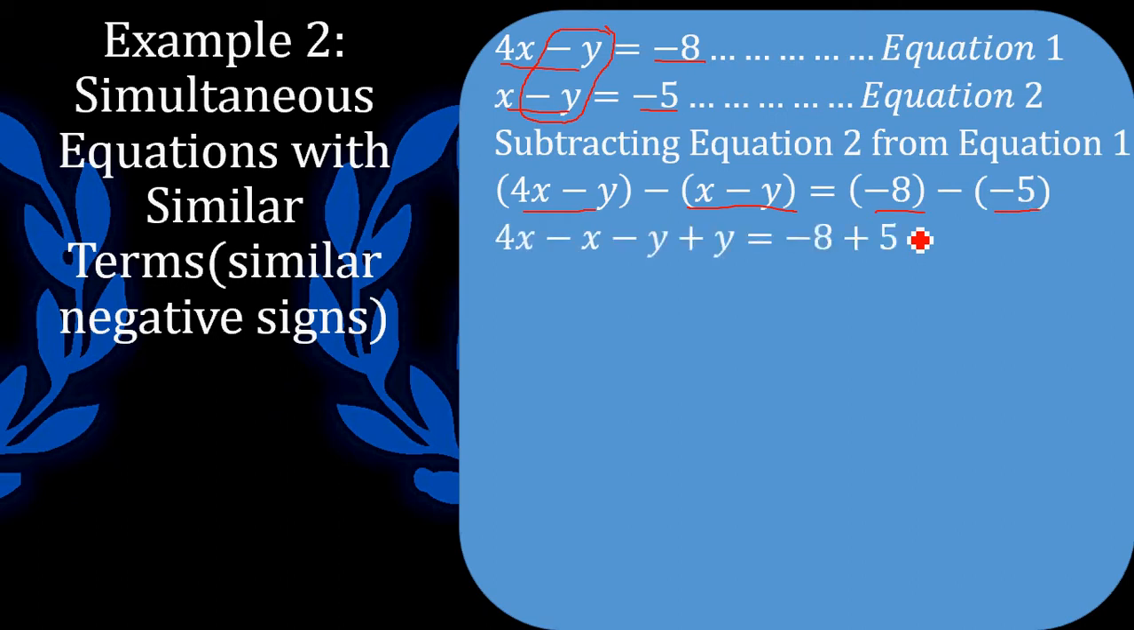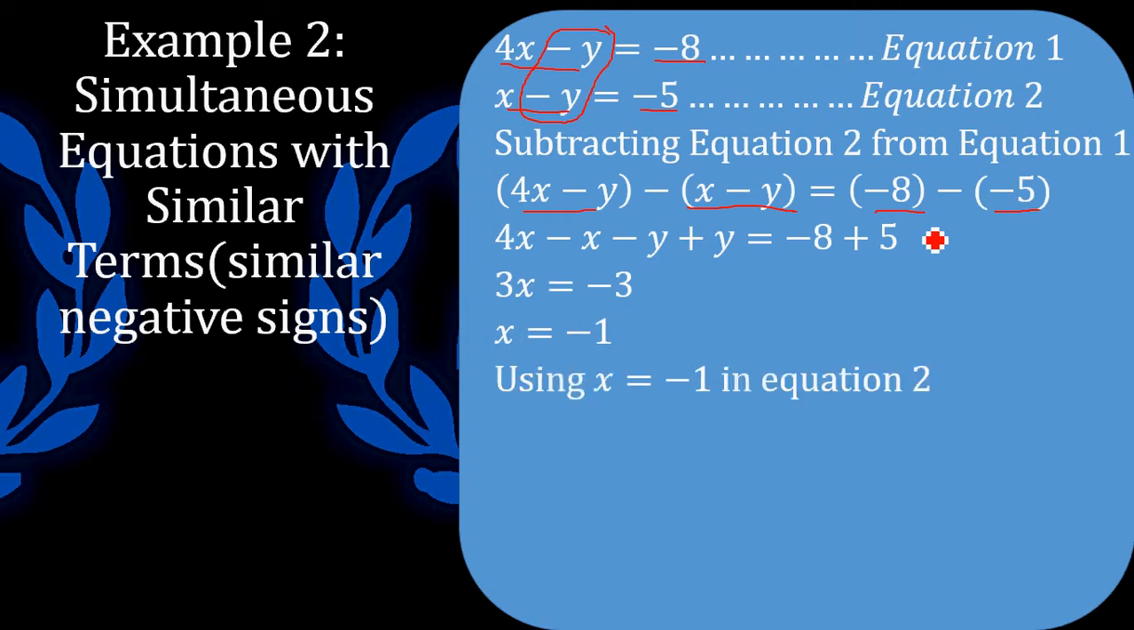When I expand and simplify, I would solve for a value of x, and I would get that x is equal to negative 1. Using this value of negative 1 in equation number 2, I will be able to solve for my value of y by simply making y the subject of the formula. I will get y equal to 4.